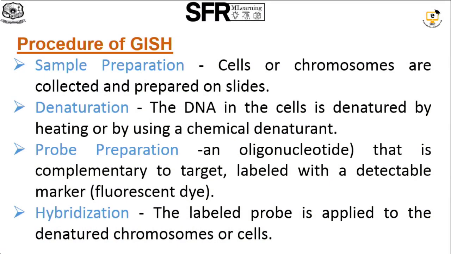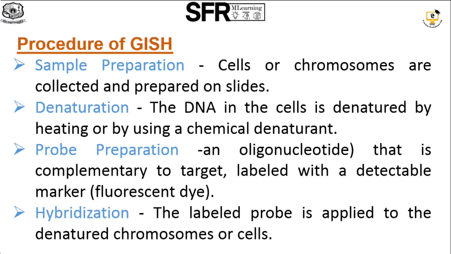So what are the procedures behind the GISH technique? First, sample preparation. For the sample preparation, we need cells or chromosomes for a particular target genome, which are collected and prepared on a slide. The next step is denaturation. During denaturation, the DNA is denatured with the help of heating or by using any other chemical denaturant. The third step is probe preparation.